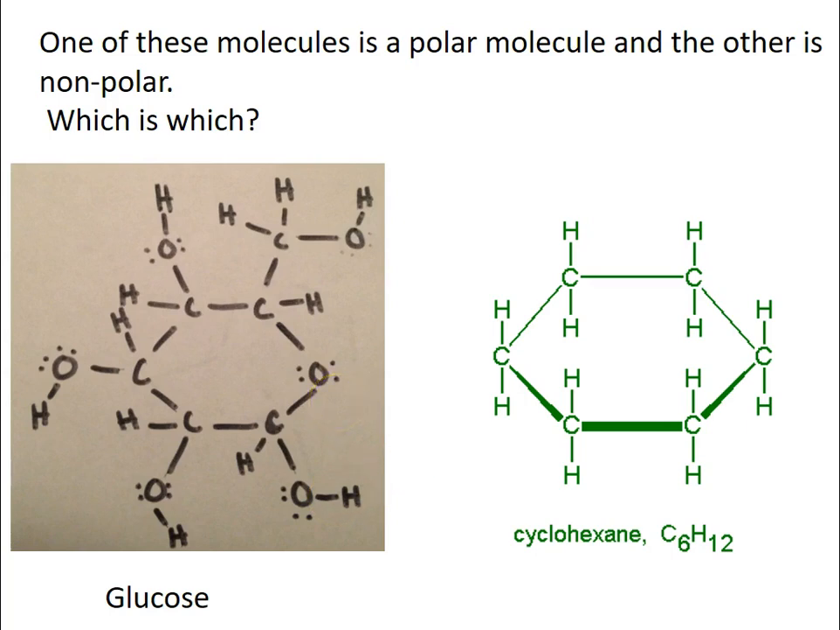Cyclohexane molecules would only have dispersion forces between one cyclohexane molecule and another cyclohexane molecule. So glucose is kind of a solid, almost like a really thick liquid at room temperature, and cyclohexane is very runny, really runny, like water.